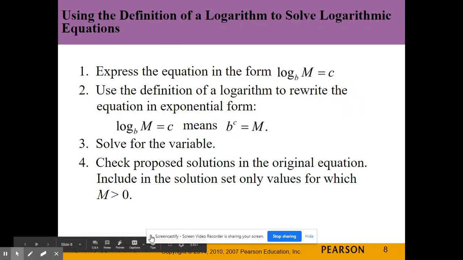Now we're going to look at log equations. Some of them will be able to be solved by using the definition of a logarithm. Basically, you take a log equation and rewrite it as an exponential, which would then allow you to solve for the variable. Then you can check the solutions in the original equation, and you're only going to include the ones where, once you substitute the variable back in, the argument is greater than 0, because remember that can't be negative.